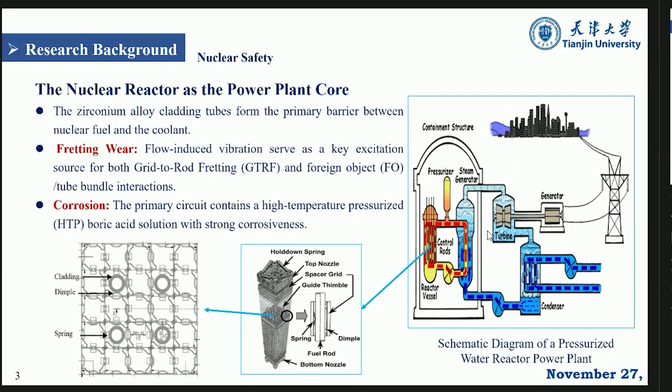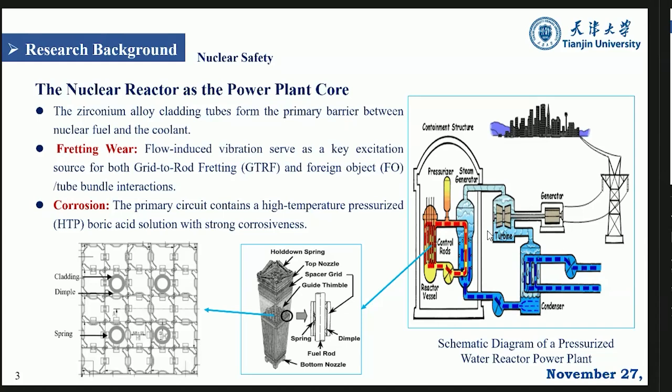The nuclear reactor core is very important in the equipment process. And we focus on the zirconium alloy cladding tubes, which act as the barrier between the nuclear fuel and the coolant. But we have two questions to solve.